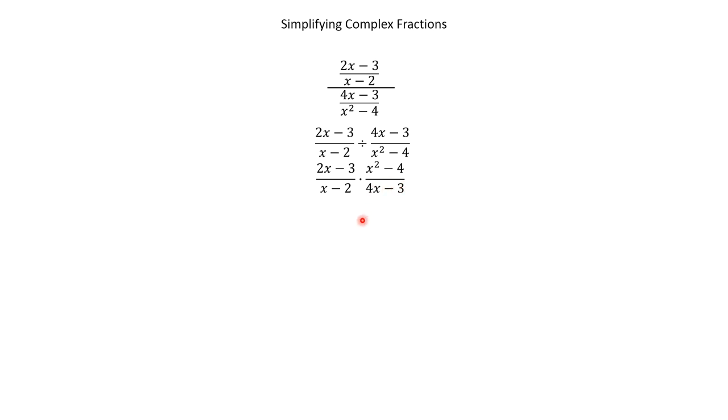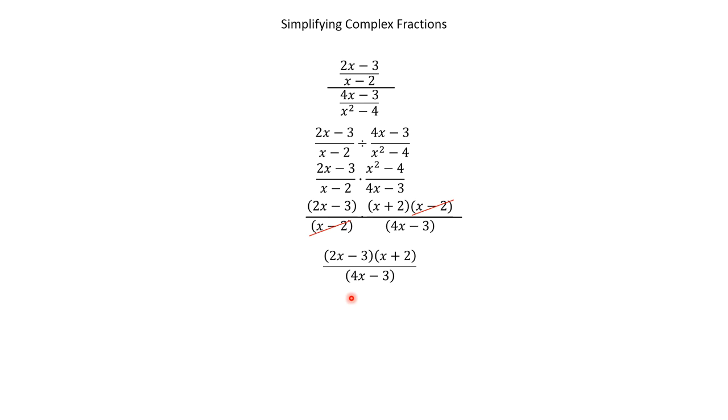To multiply, we need to factor. It's all factored except for this x squared minus 4, so we can factor that. The multiplication step, just draw the line. And now what can we cancel? Hey, we have x minus 2's to cancel. And that's it. So we're left with 2x minus 3 times x plus 2 over 4x minus 3.